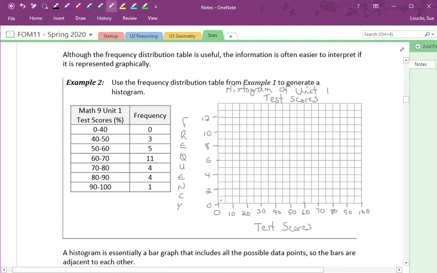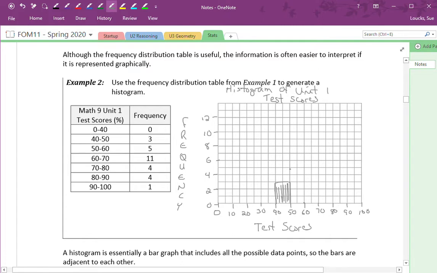Okay, so from 0 to 40 we had 0, and then between 40 and 50 we had 3. So I'm going to draw this up to here. You are expected to use a ruler. A ruler is just not going to work with the software that I'm using. Actually, now that I say that, I think there's a way to do it, but I will find that out for next time.